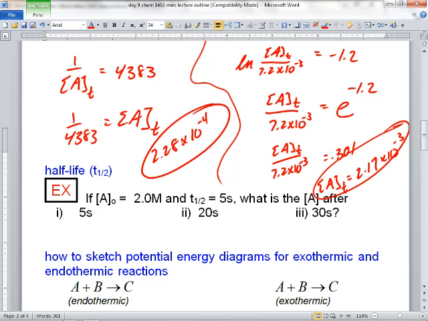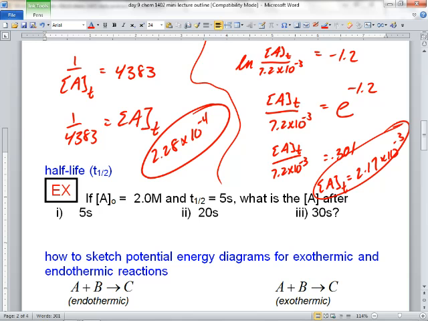Genevieve, it says bracket A0 is 2.0 molar. What's the layman's term for that, Genevieve? Bracket A0? It's supposed to call it the what concentration? The initial, or the original. Exactly. So the initial concentration is 2 molar. The half-life is 5 seconds. What is the concentration of A after, and they give us these times. The first one is 5 seconds.